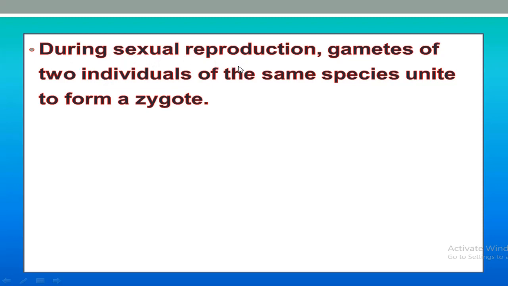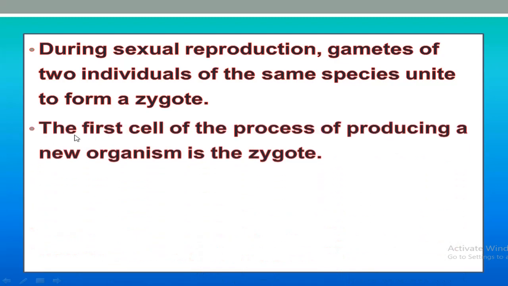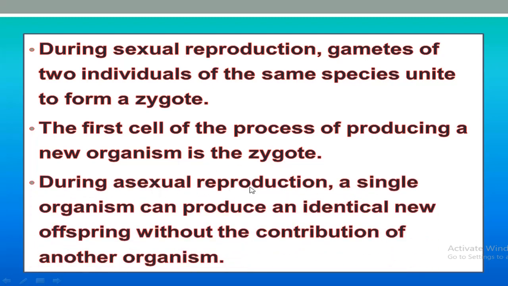During sexual reproduction, gametes of two individuals of the same species unite to form a zygote. The zygote is the first cell in the process of producing a new organism. During asexual reproduction, a single organism can produce an identical new offspring without the contribution of another organism.